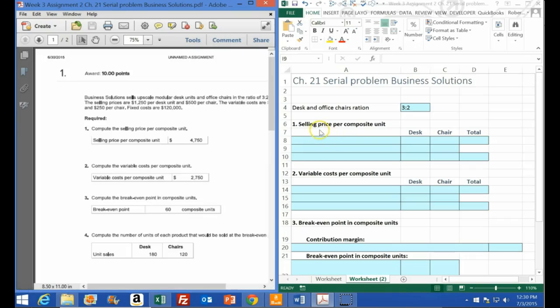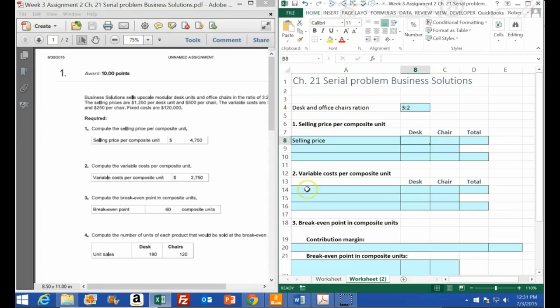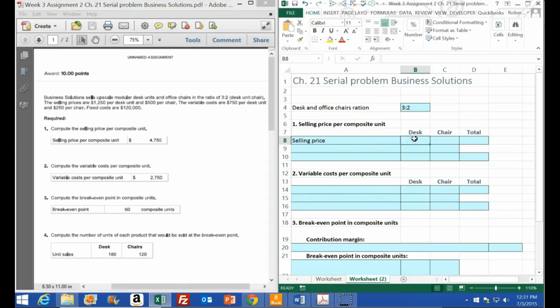So first, we're going to calculate the selling price per composite unit, meaning the units as a whole, being the 3:2 up here. The desk selling price, they're going to give us in the text up here, is 1,250, and the chair selling price is 500. If we were to total that up, the selling price is 1,750. And then we're going to take the units.